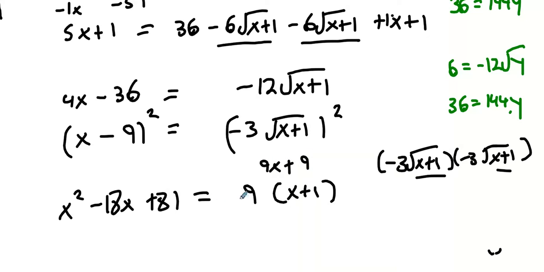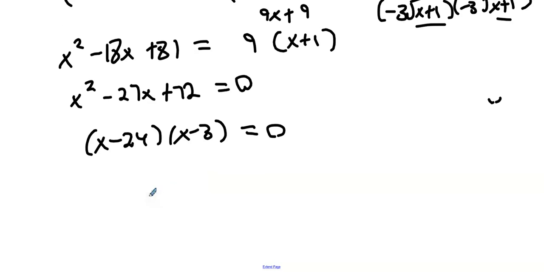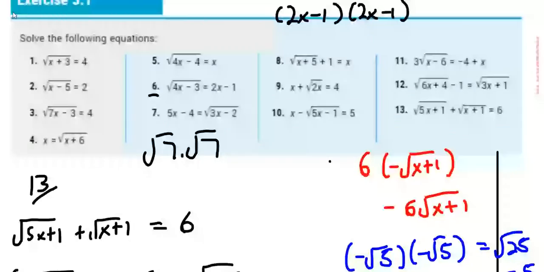Bring everything to the left. We're going to get x squared minus 27x, yeah. And then 9 from 81, 72. And what you'll notice is that's actually the exact same equation we got earlier. And it's still x minus 24 and x minus 3. So if I'm being honest, either method was awful. Both methods were really, really difficult. Okay, so that was question 13.